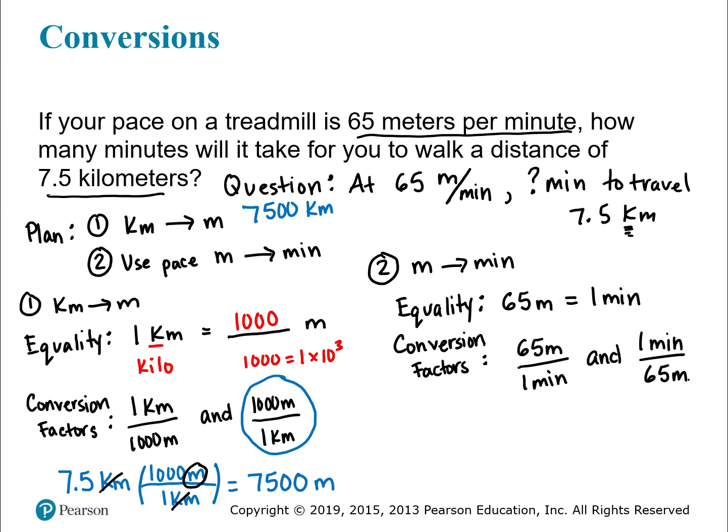The key here, I think, is knowing that you can write 2 conversion factors from the equality, and that this was given in the problem. 65 meters per minute. That means 65 meters is equal to 1 minute. And we can write the 2 conversion factors, 65 meters over 1 minute and 1 minute over 65 meters. That's the key, I think, to solving this problem. So let me know if you're still with me.